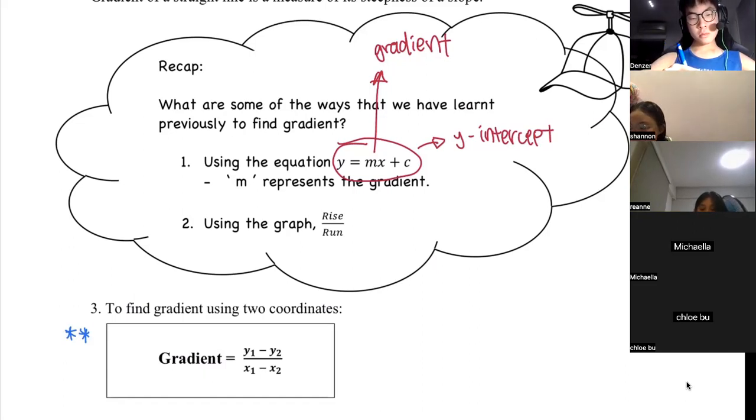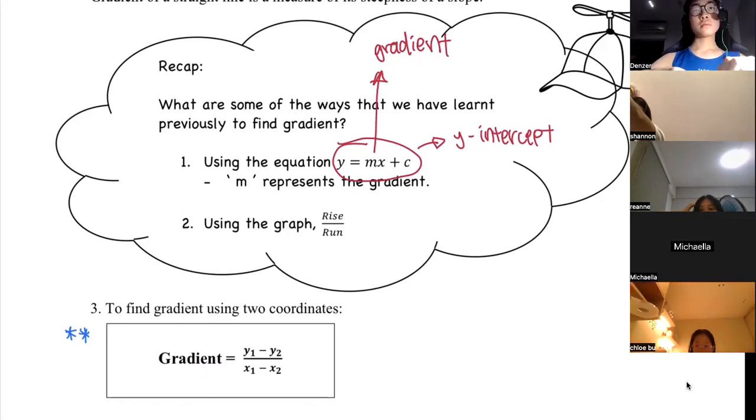Okay, so this is one method. If I'm given 2 coordinates, I can find gradient using that also. Okay? Thank you, Chloe. Nice meeting you.